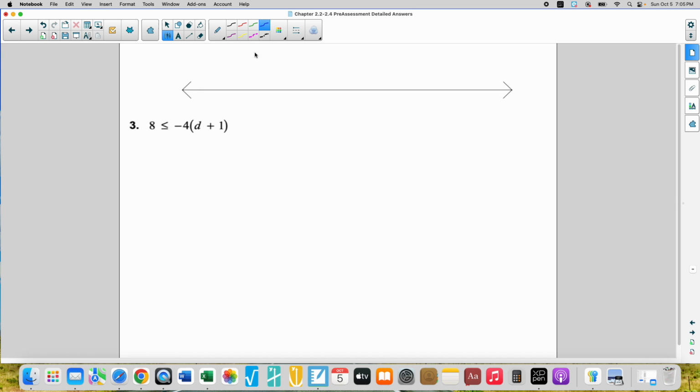All right, so here's the real interesting one. Now we get a little bit more sophisticated. So we have to simplify first. One of the ways is simplifying first, and we can simplify by distributing. And we get 8 is less than or equal to -4d minus 4. Remember, when we distribute, that -4 has to be distributed to both terms, d and +1. -4 times d is -4d. -4 times 1 is -4.